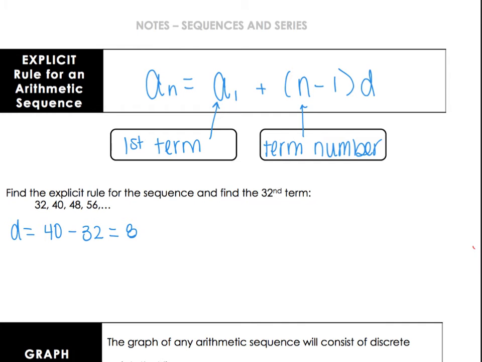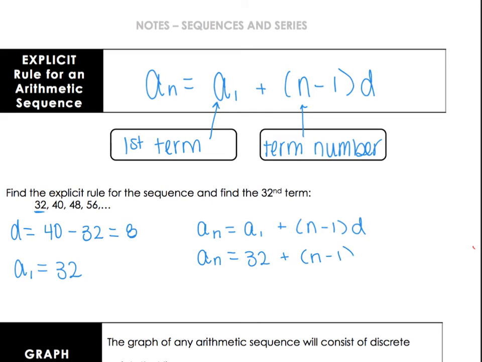We're going to take that, and we're going to plug it into our rules. So we have a sub n equals a sub 1 plus n minus 1 times d. I'm just writing it again so we know what we need to fill in. And if you notice, we have a d value. We will have something for here, but we still need to plug in what a sub 1 is. So let's just write that on the side so we have it. A sub 1 equals our very first term, so 32. So we can write a sub n equals 32 plus n minus 1 times 8.